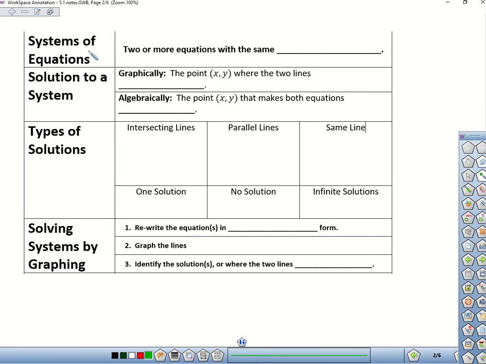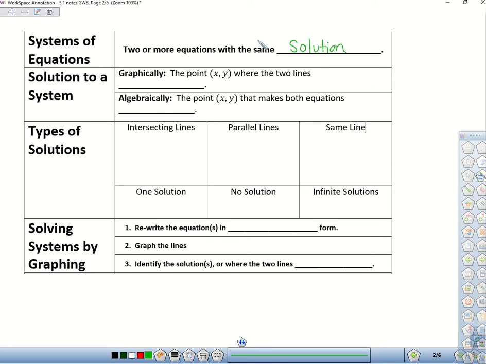So, systems of equations are where two or more equations with the same, what do you guys think? Solution. Yep. Two or more equations with the same solution. Now, there are two ways to kind of figure this out. You can either use a graph or algebra, okay?